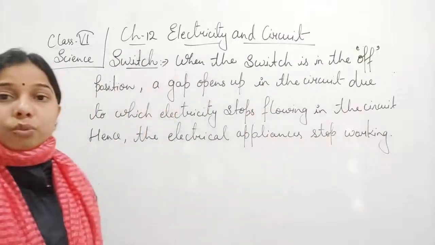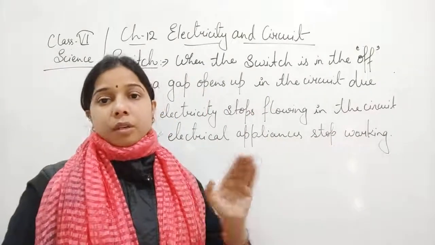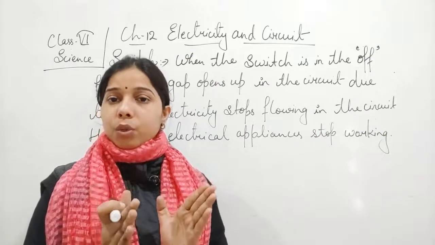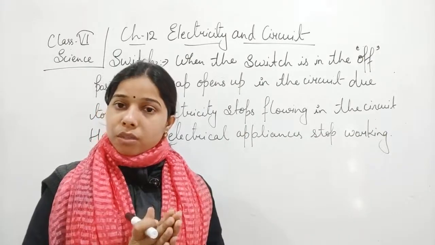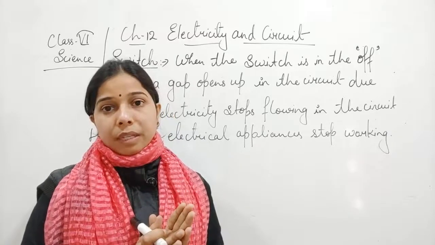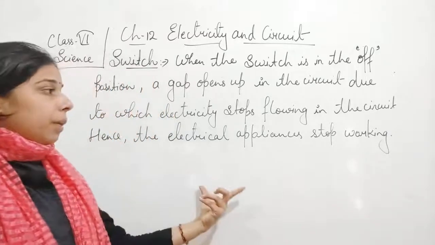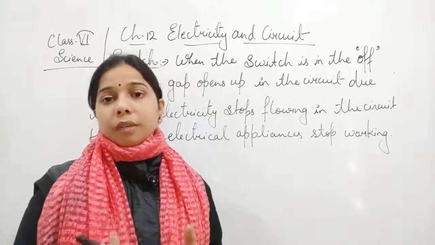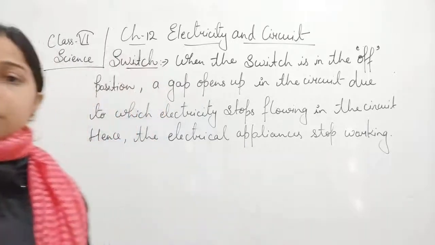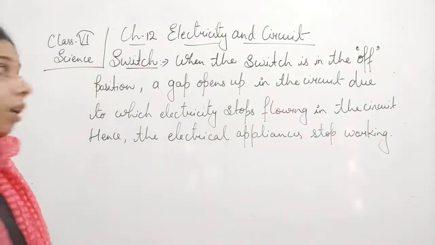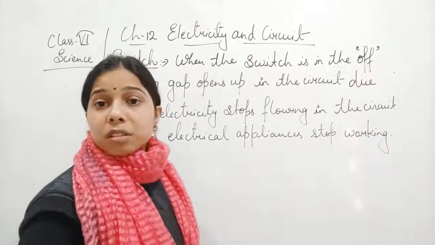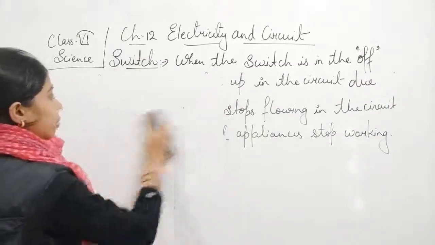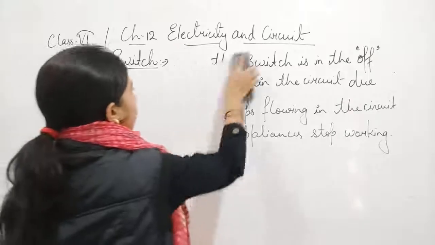Basically, you can see here, students, that when you turn off the switch, there is a formation of a gap, due to which the circuit is not closed, the electricity is not able to flow easily, and thus the appliance stops working. If the circuit is closed, only then the appliance will work. Now let us see what will happen when the switch is turned on.